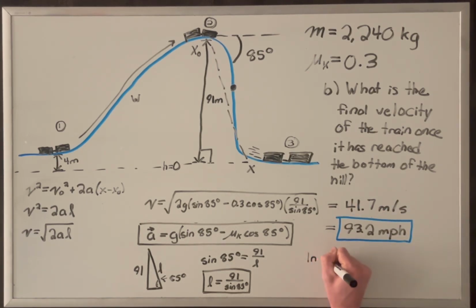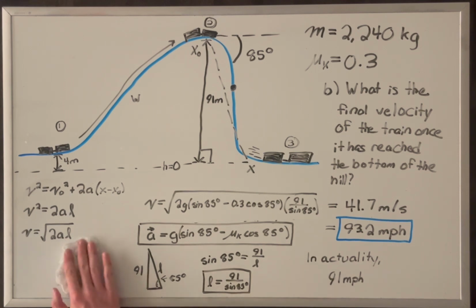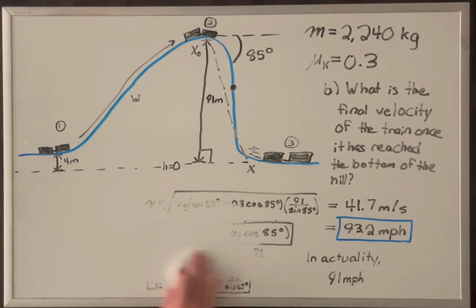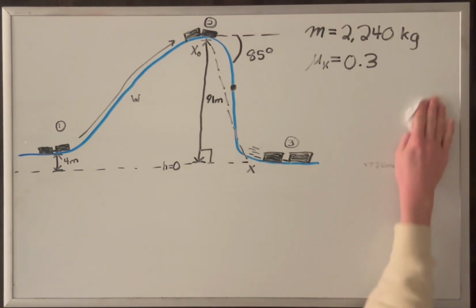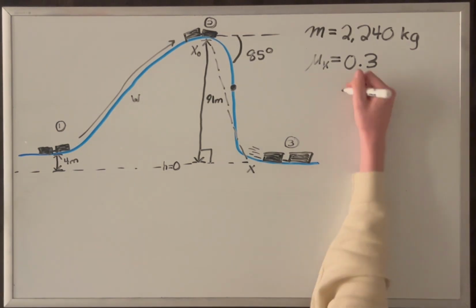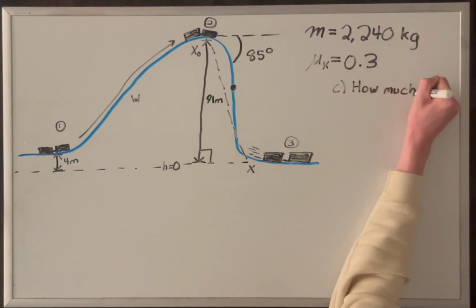In actuality, the roller coaster moves at approximately 91 miles per hour, at least according to Kings Island. So obviously there must be some other forces. We did use approximations, so this is not surprising. But the fact that it's that close is very inspiring. All right, and on to our last question.